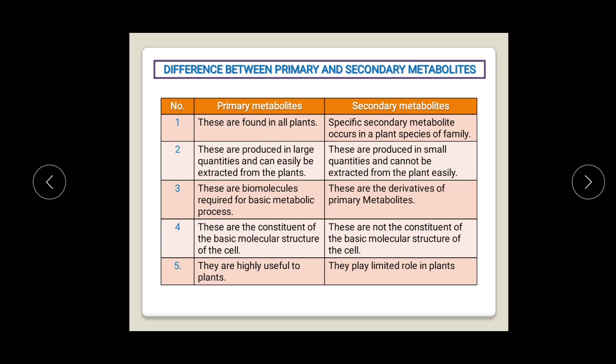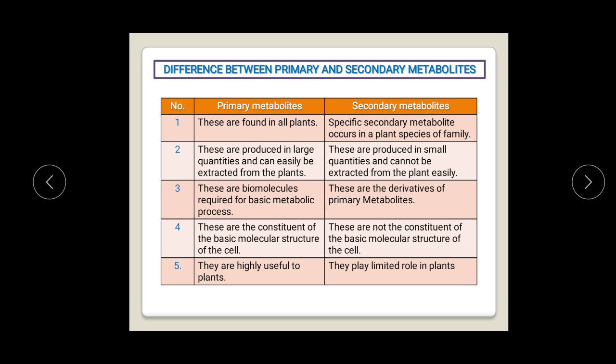Now, what is the difference between primary and secondary metabolites? Primary metabolites are found in all plants, while specific secondary metabolites occur in the plant species of a family. That means secondary metabolites are present in plants, but they are not universal. It is not essential that every secondary metabolite will be present in every plant. In one plant species you will find one type of secondary metabolite, and in another plant species a second type can be present.